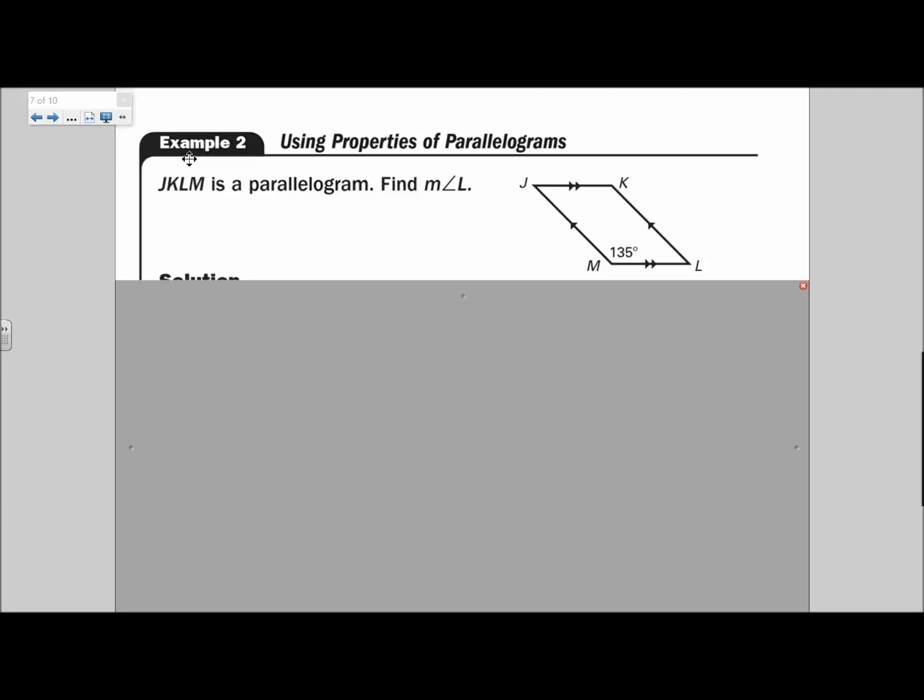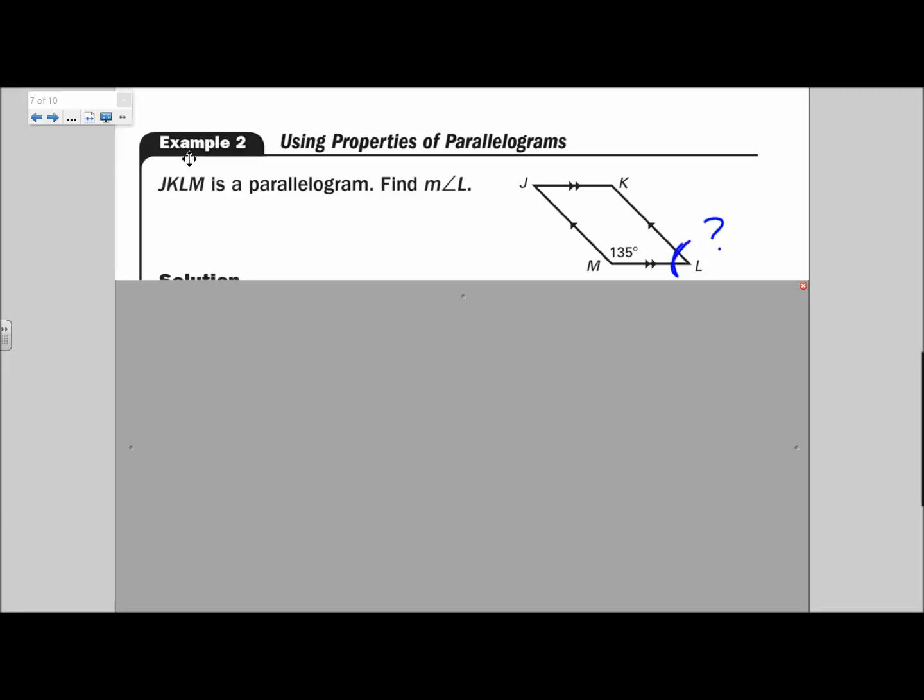So it says JKLM is a parallelogram. Find the measure of angle L. So we got a parallelogram. It's obvious because look at the arrows. These two sides are parallel. These two sides are parallel. We're dealing with a parallelogram. How the heck am I going to solve for angle L? That's the question. Angle L. So L is 180?